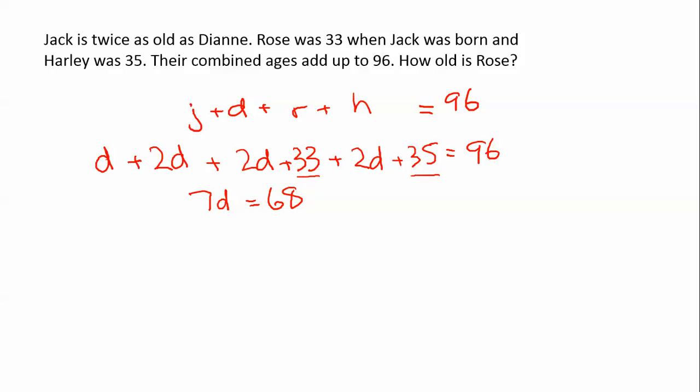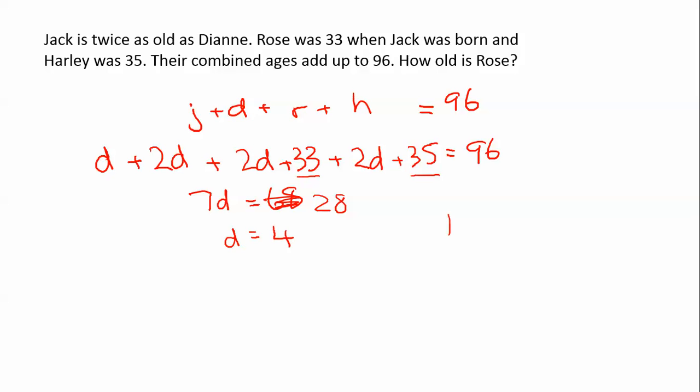I think I've done something wrong. Give us a minute. That's what I've done wrong. She's not 68. I took away 68. 7D is in fact 28. So I got myself confused there. I took away 68 and I've got 28 left. So I divide both sides by 7 and I find out that Diane is in fact 4.